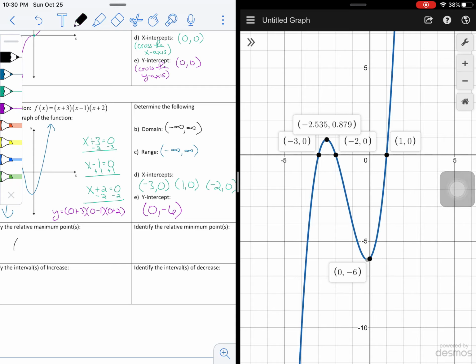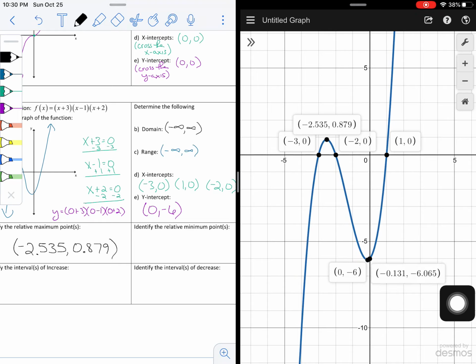And the relative maximum is negative 2.535 and then 0.879. Okay, that's our relative maximum. It's the maximum value other than going to infinity. This is what's called a relative minimum. It's the lowest value other than going towards infinity completely.